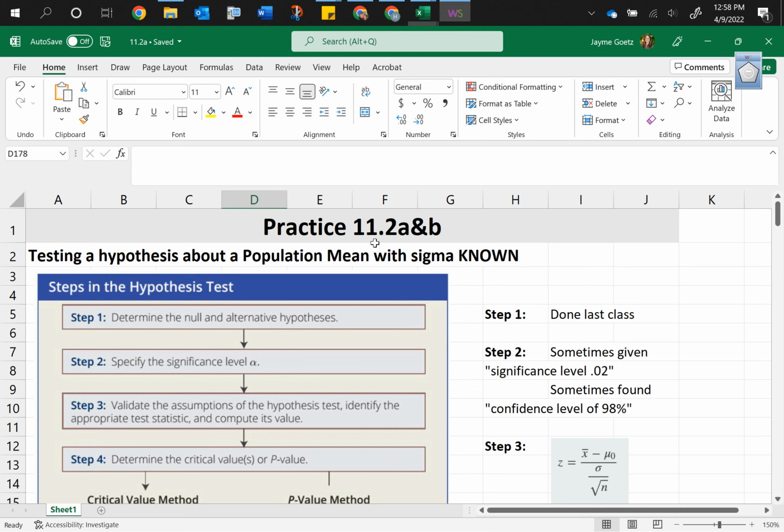Okay, today we're going to do practice 11.2a and b, and that is testing a hypothesis about a population mean with sigma known, and part B is sigma unknown. So we're going to do this all in one day.